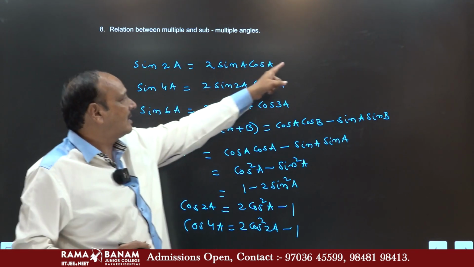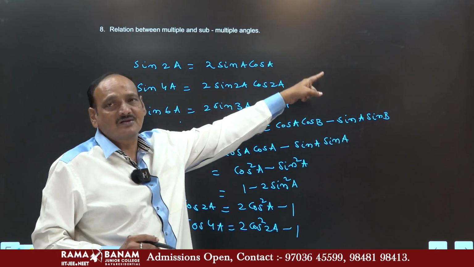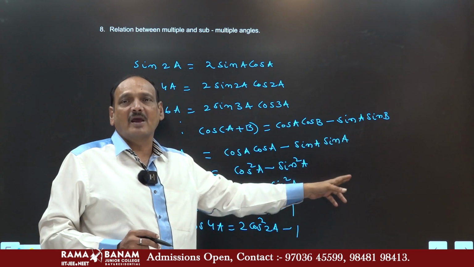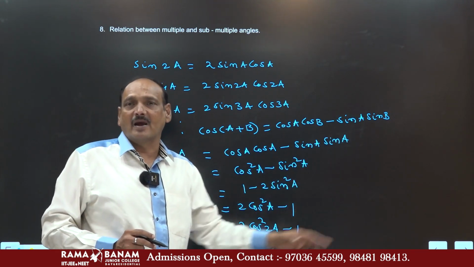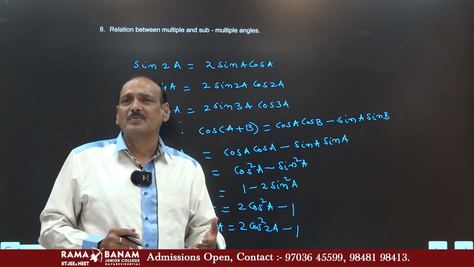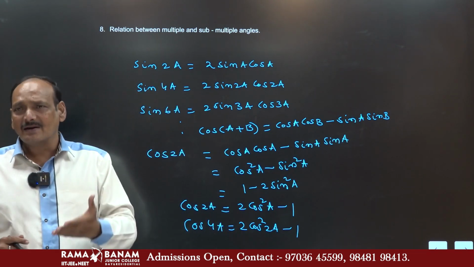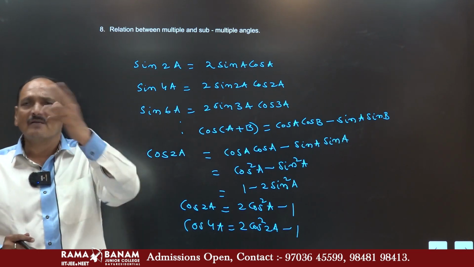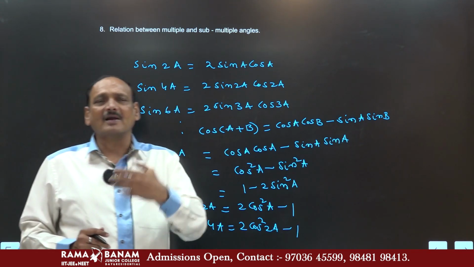Sin 2A can be taken as 2 tan A by 1 plus tan square A, and cos 2A can be taken as 1 minus tan square A by 1 plus tan square A. So later we will discuss tan A plus B, tan A minus B, tan 2A, cot 2A, cot A plus B, cot A minus B. We can learn with very detailed explanation.